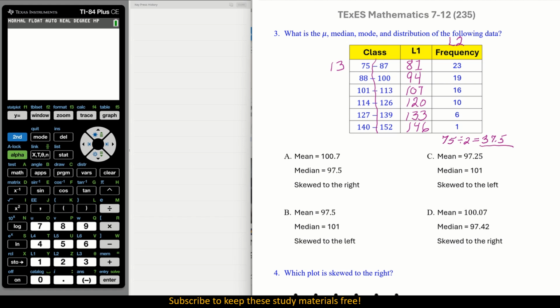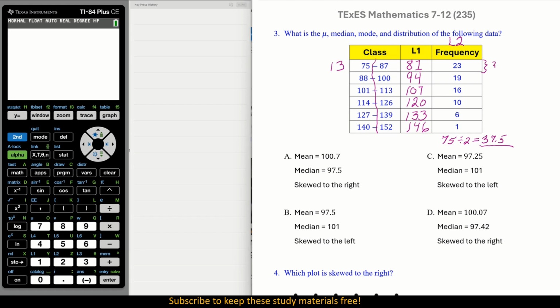Okay. So we need this number. That helps us calculate the median. The L1 column here, that's going to help us with the mean, okay? All right, so we can do the median first, the middle number. Okay, so we need 37 and a half. Well, this is 23.